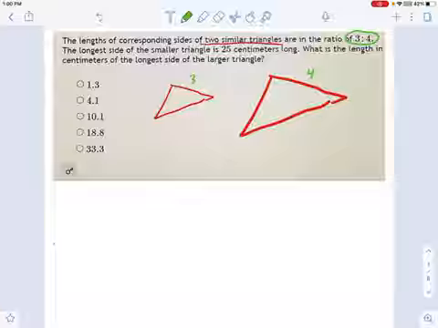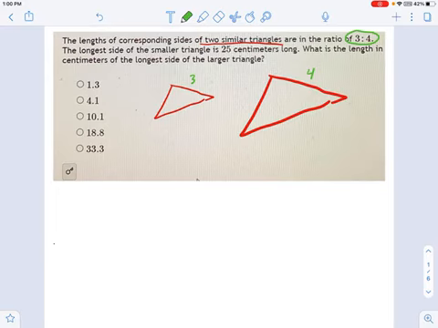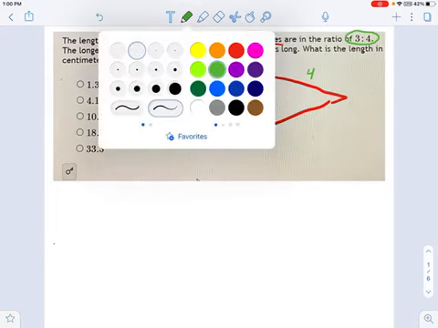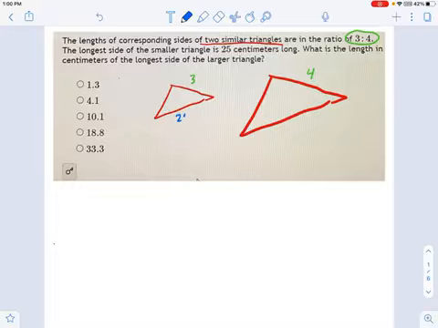So that's the ratio, and the problem goes on to say that the longest side of the small triangle is 25 centimeters long. Okay, so if I had 25 right here on the longest side, it wants to know what's the length in centimeters of the longest side of the large triangle. So this right here is what we're looking for.